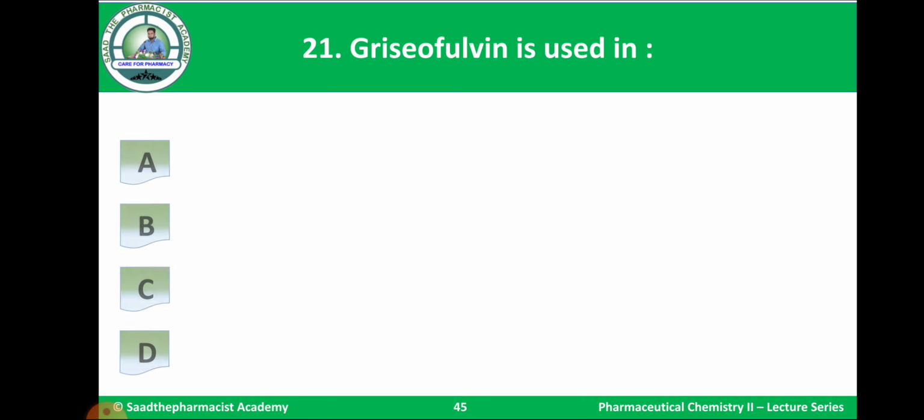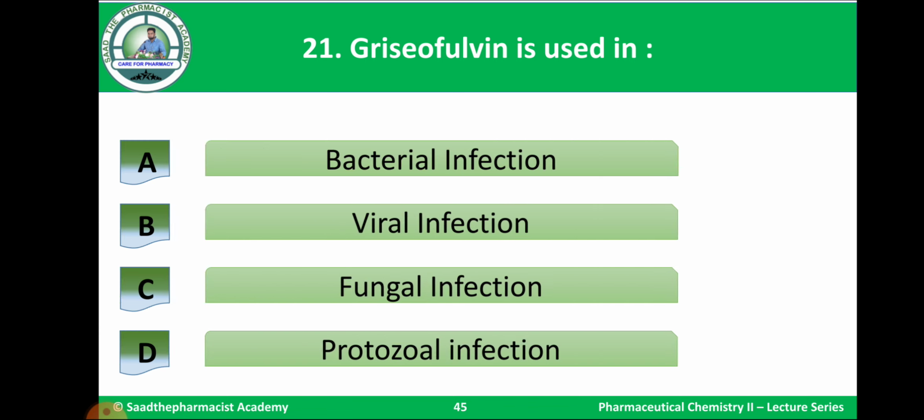Question number 21 is Griseofulvin is used in. The options for this question are A. bacterial infection, B. viral infection, C. fungal infection, D. protozoal infection. The correct answer for this question is fungal infection.